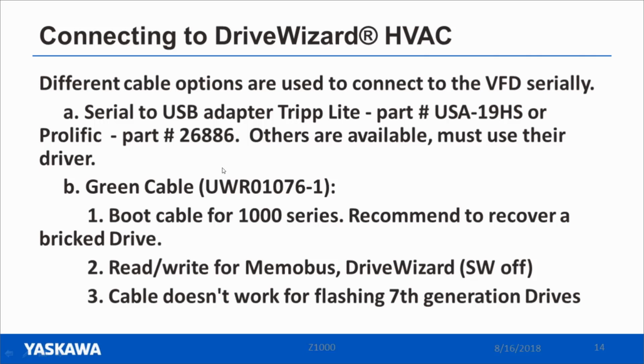The part numbers for the cables, the green cable, here's the part number for it. It's a boot cable for 1000 series drives, and this is recommended to recover a brick drive. So the brick drive would occur if you were flashing a drive, updating the firmware, and the flash was interrupted. Then it would be considered a bricked drive, and you would need this green cable. You're going to be able to read and write parameters with this. This cable doesn't work for flashing 7th gen drives.